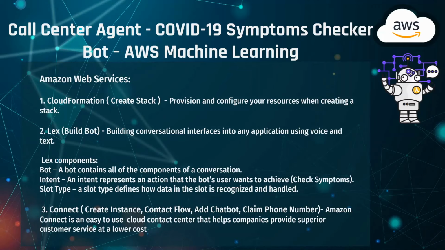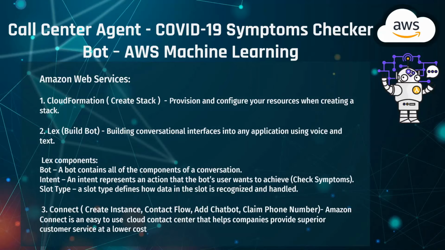We have Lex. This is one of the AWS machine learning services to build conversational interfaces into any application using voice and text. Lex components are bots. A bot contains all of the components of a conversation. We have intent. An intent represents an action that the bot's user wants to achieve. Slot type. A slot type defines how data in the slot is recognized and handled.